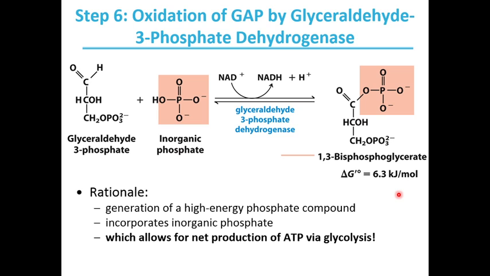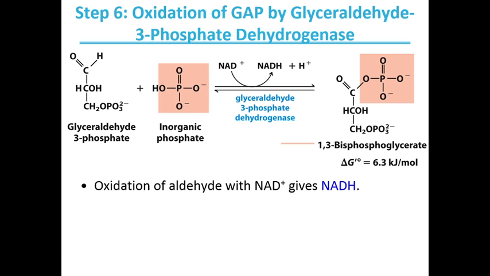1,3-bisphosphoglycerate is a high-energy phosphate compound. Inorganic phosphate can be used as a reactant, and inorganic phosphate is found everywhere and is free floating and can be utilized by this enzyme, which is a big deal. It allows for net production of ATP via glycolysis. Again, this reaction sets the stage for the production of ATP in further steps. It is the first energy yielding step in glycolysis, which means that it sets the stage for the payoff.